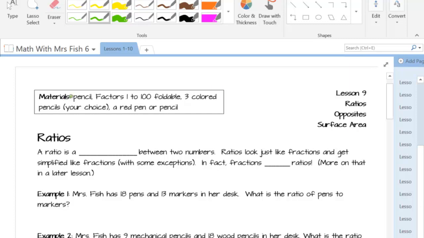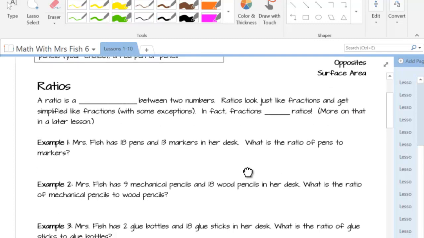In this lesson, we're going to look at ratios, opposites, and surface area. You'll notice I put in here three colored pencils of the student's choice, and then a red pen or pencil. And we'll talk about red is wrong in Mrs. Fisher's classroom. I like to point out common mistakes to my students so that they don't make the common mistake.